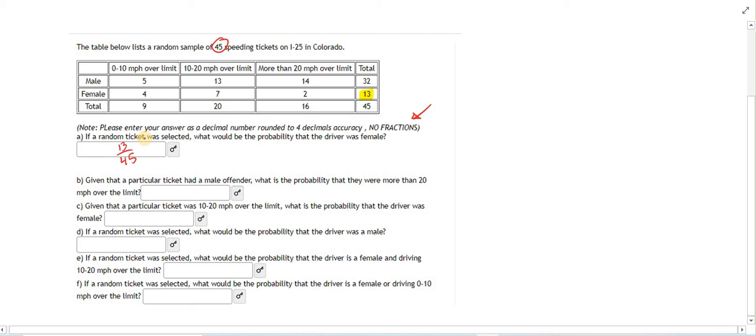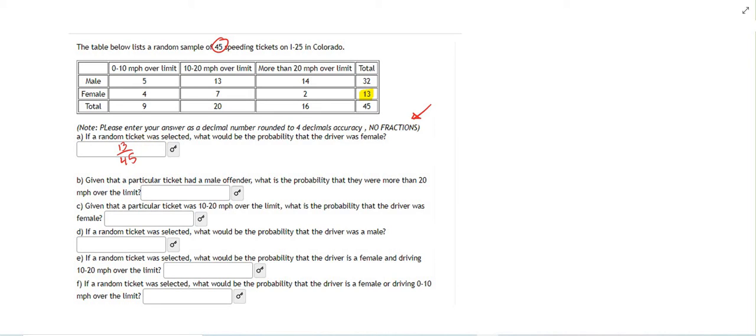The second question is, given that a particular ticket had a male offender, what is the probability that they were more than 20 miles per hour over the limit? So here is how we do the given. Given means it's a conditional probability. The conditional probability restricts you to a certain category. In this case, we are given that the offender is a male.